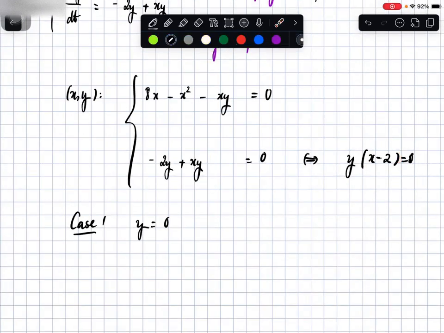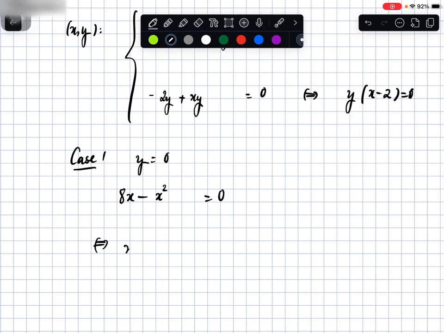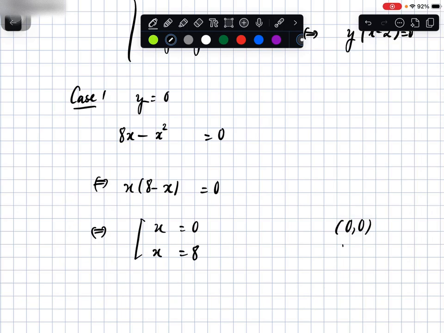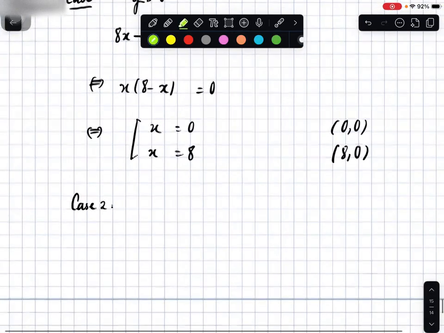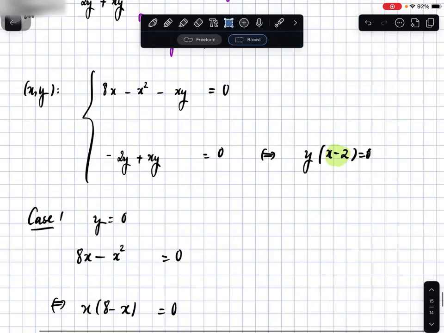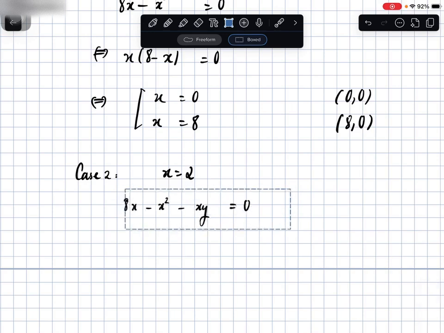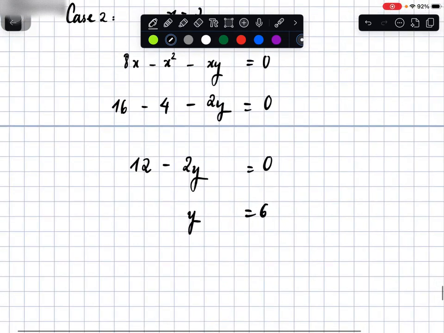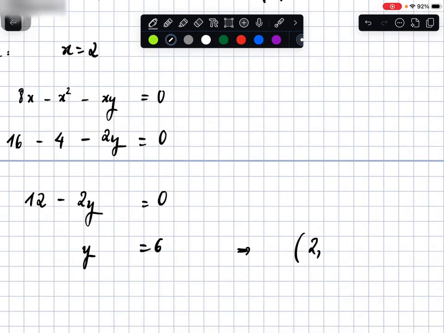For y equal to 0, you plug into the first equation: 8x minus x squared minus 0 equals 0, so x times (8 minus x) equals 0. So either x is 0 or x equals 8. We have two critical points here, (0, 0) and (8, 0). For case 2, x equals 2, plug into the first equation: 16 minus 4 minus 2y equals 0, so 12 minus 2y equals 0, y equals 6. This gives us another critical point, (2, 6).